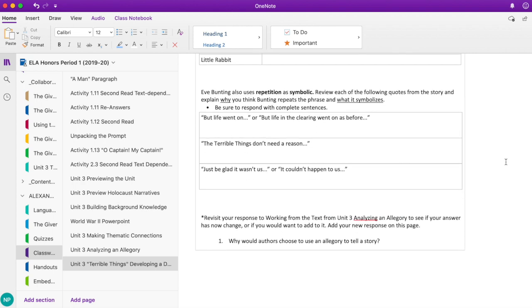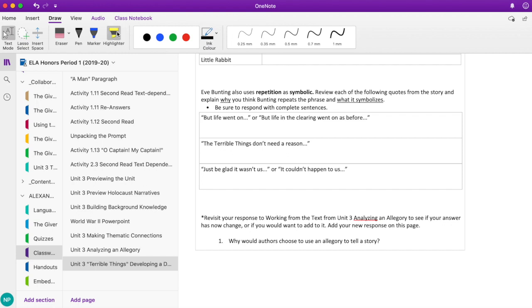Eve Bunting also uses repetition as symbolic. Review each of the following quotes from the story and explain why you think Bunting repeats the phrase and what it symbolizes. So first, looking at this question, it asks you to do 2 things. First of all, you're looking for why, and then you're also looking for what. You have to explain both things in each of your answers. You also want to make sure that you are responding with complete sentences. We still want to practice our writing skills.